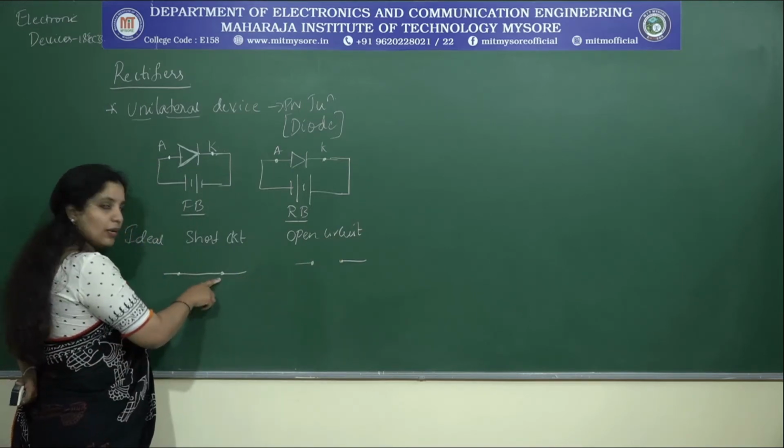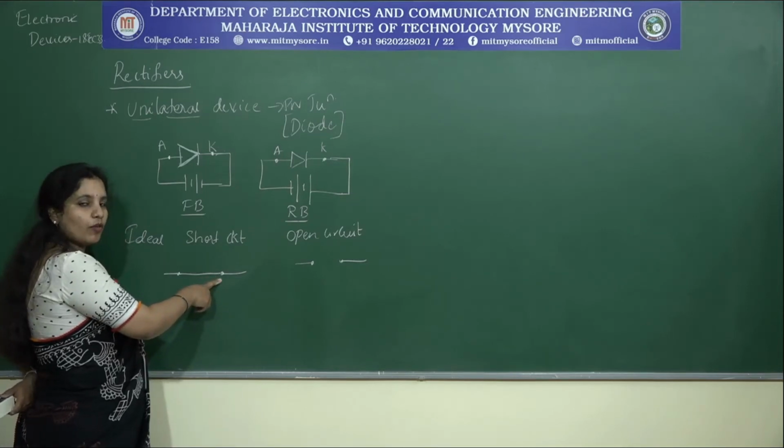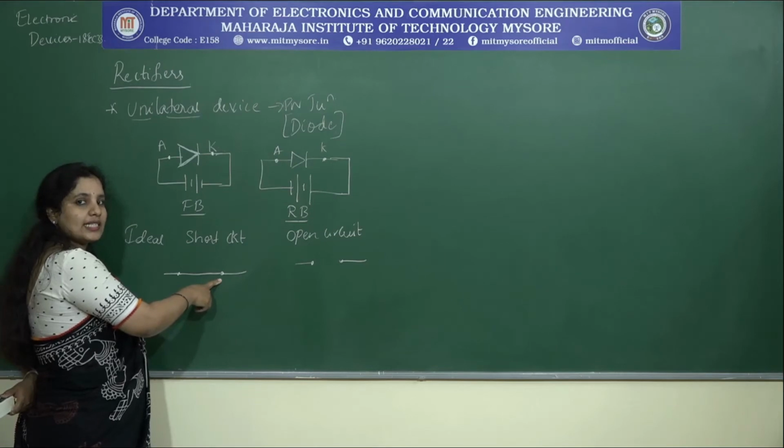Now what is this? It's a simple conducting wire, right? So if there is a simple conducting wire which is made up of a metal, then what is the resistance that is offered?